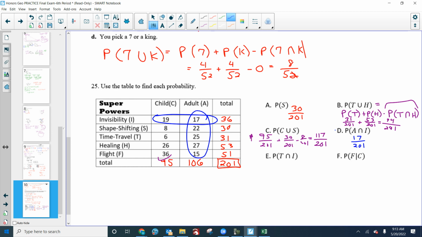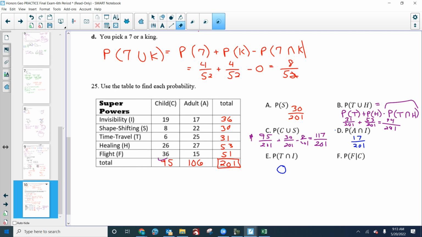How about T and I? Where is it both a T and an I? It's not. So it's 0 chance. 0% chance that's going to happen.